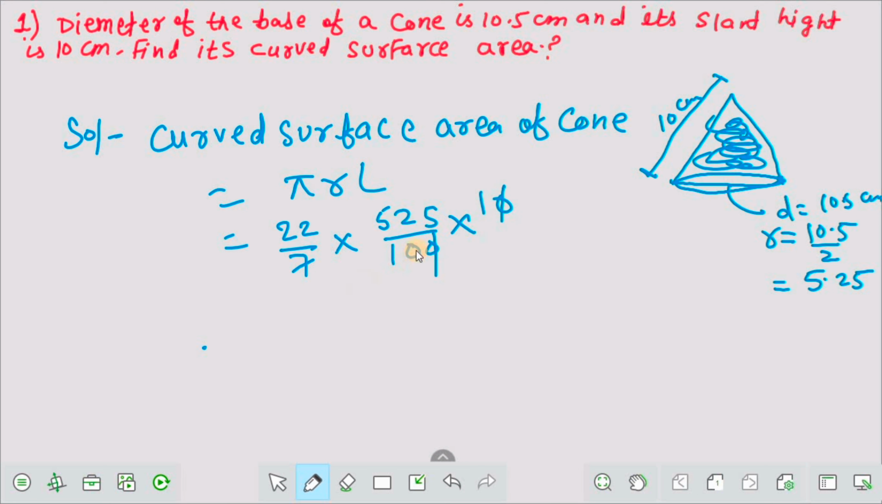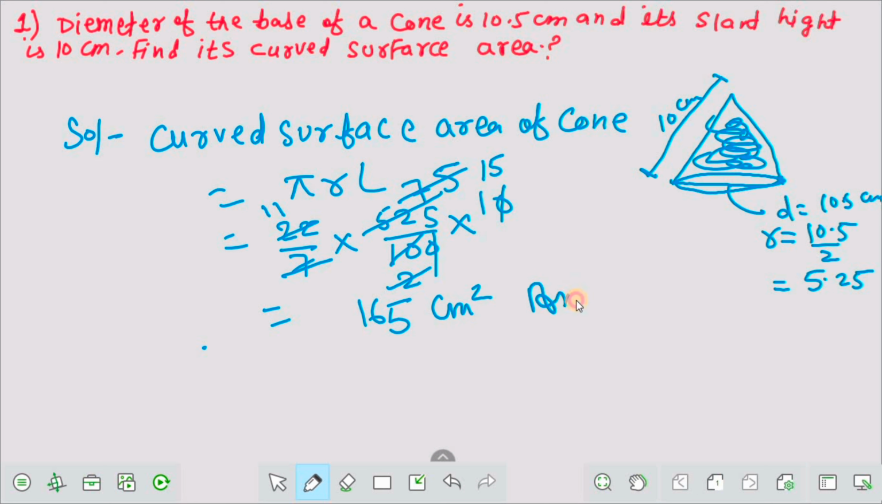Cancelling the zeros, 7 7 is 49 and 5 7 is 35. Okay, now 5 2 is 10, 5 15 is 75, 2 11 is 22, 11 into 15, 11 5 is 55, and 11 1 is 11, and 55 plus 110 is 165. 165 centimeter square will be the answer.